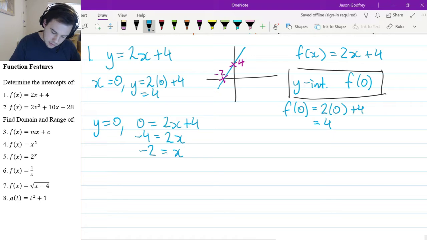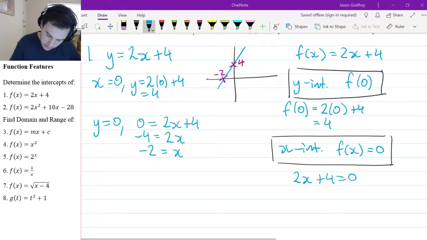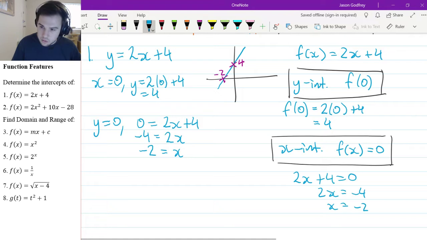Similarly, any x-intercepts, well, similarly to what we just wrote when y equals 0, they're going to be whenever the function f of x equals 0. So we'll write an equation where our function equals 0. So in this case 2x plus 4 equals 0, and then again we'd solve it the exact same way. So no new skill here other than just using different notation.